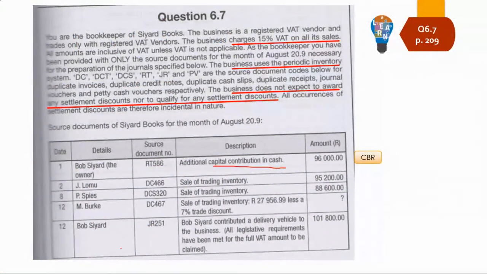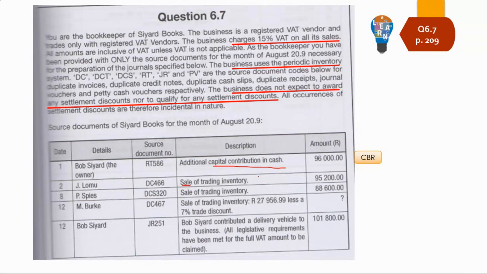Then the second transaction, J Lomu, sale of trading inventory. Here the descriptions are a bit wonky again. Let me just quickly see, DC would have been duplicate invoices, so that would have been your debtors control, and DCS would have been duplicate cash slips. That would have been your cash book.